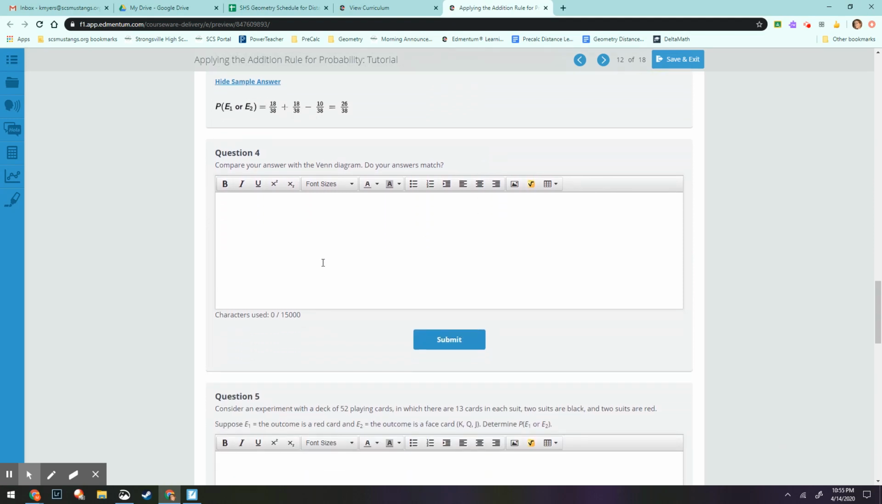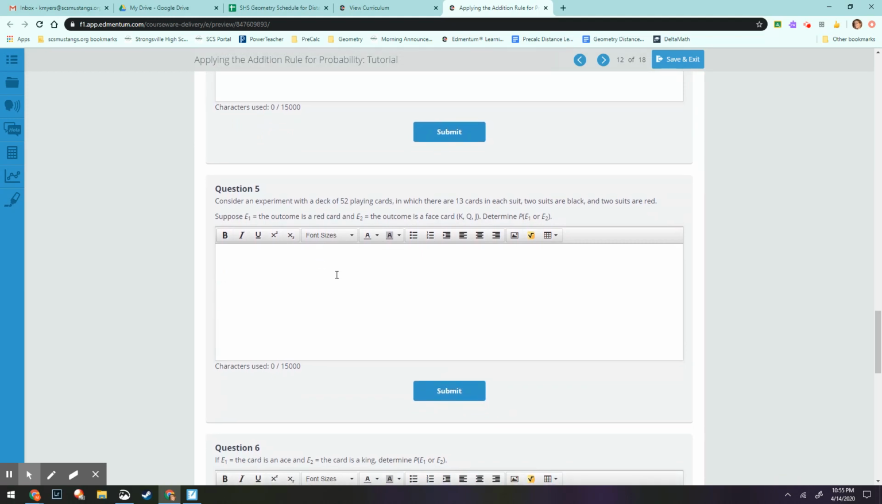It sure does. Number 5, consider an experiment with a playing deck. You have 52 cards. We've talked about this before. The first event is going to be red, and the second event is whether it's a face card. So I want to know the probability of red or face card. And now, are these mutually exclusive? No, they are not, because it can be red and a face card.